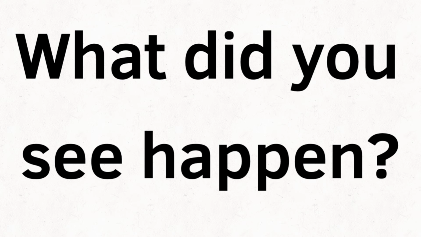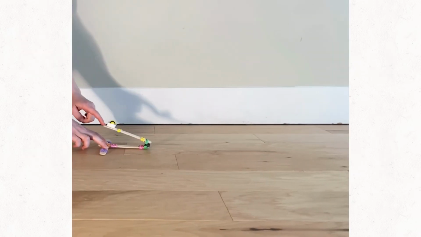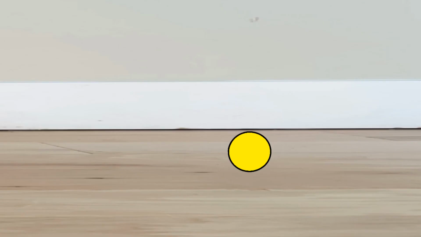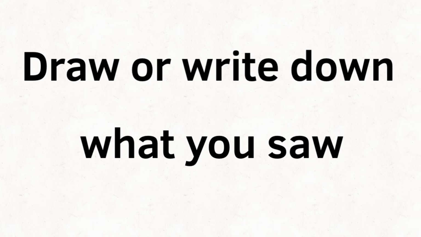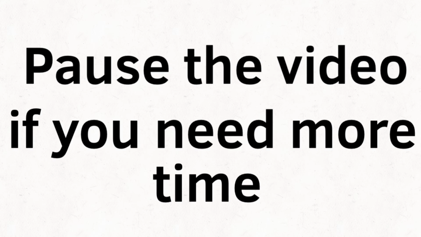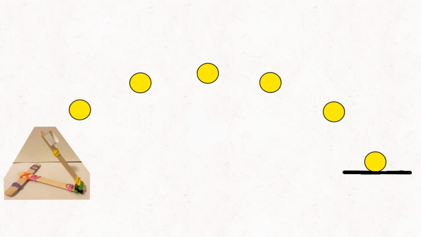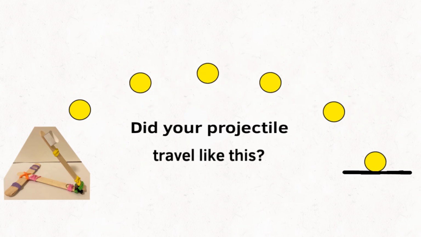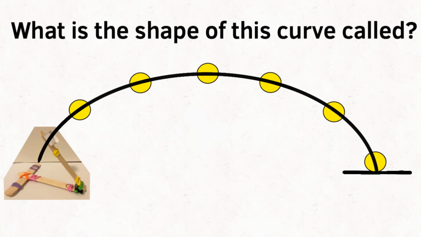What did you see happen? Let's fire our catapult one more time. Now draw or write down what you saw on your Mathapult worksheet. Pause the video if you need more time to draw. Did your projectile travel like this? Do you know what the shape of this curve is called?